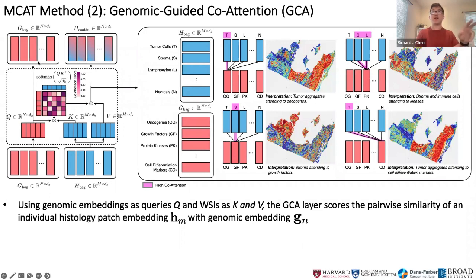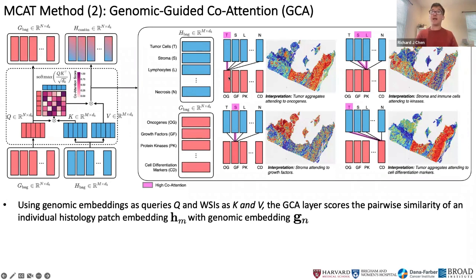The genomics is the queries are left untouched, so this just returns the input. But overall, what happens is that for these patches, based on their similarity with oncogenesis, we learn attention weights, and these attention weights are used for aggregating all the patches to form this slide embedding or summary that reflects the genomic signature.